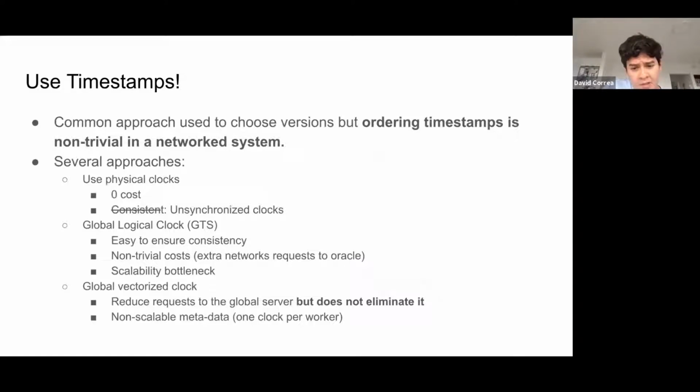The other alternative is VTS, which is a global vectorized clock in which each worker contains its own logical clock. This reduces the requests to the global server, but it does not eliminate them, because we still need a global central oracle that keeps track of all of the worker clocks in order to actually provide consistency. So we have non-scalable metadata. We have one clock per worker, and with sufficient scale the oracle becomes a bottleneck, but also we're using more and more resources as more and more workers join.